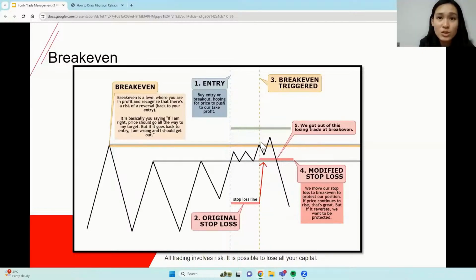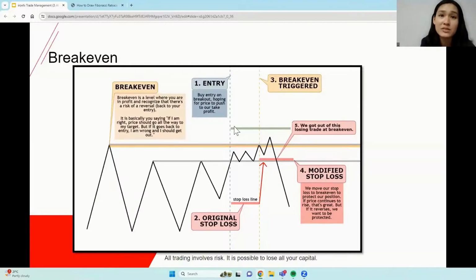But because we noticed this reversal, because of this break even, right? So once price has reversed off of the break even, we want to quickly move our stop loss over to our entry, so that even if price does reverse back down, at least we get out of the trade at break even and protect our position.